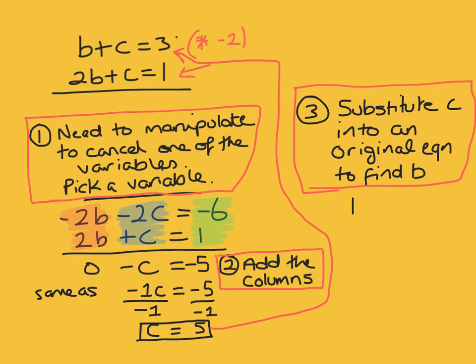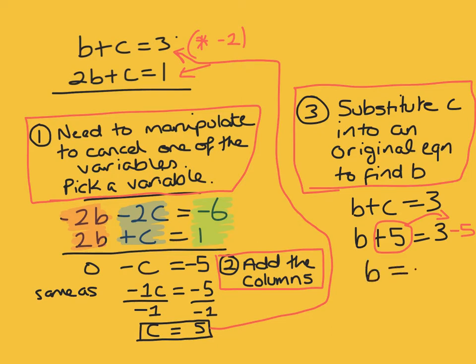So I have b plus c equals 3. I already know c, so I know that b plus, and I can replace c with the number 5, is equal to 3. And what I can do is loop around that number 5, bring it over to the far side, and it becomes -5. And what I get then is b equals 3 minus 5, which gives me -2. And that's my b value.